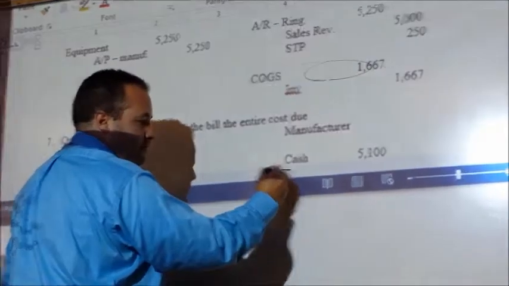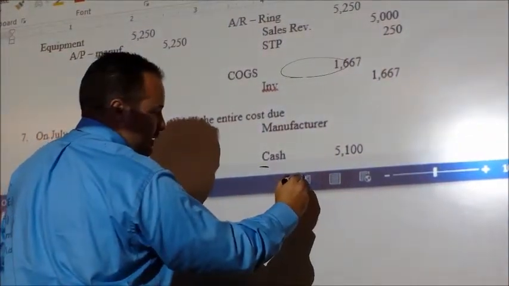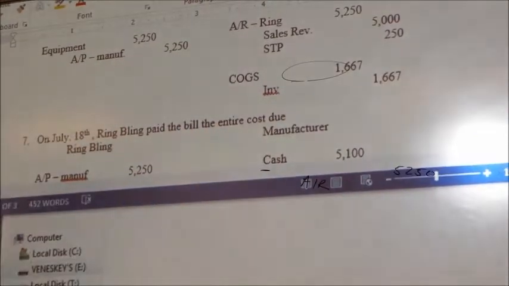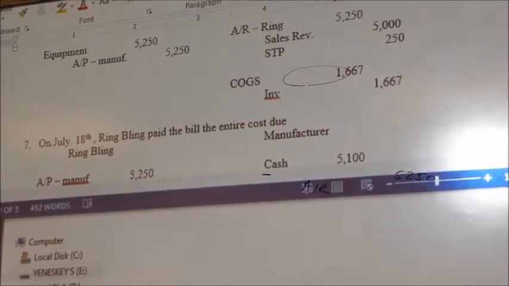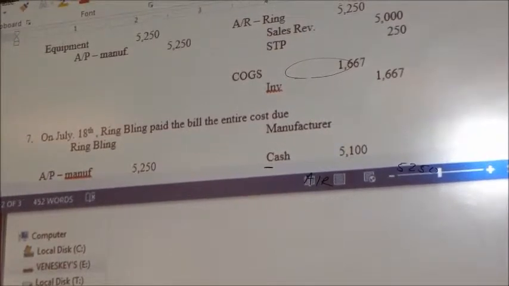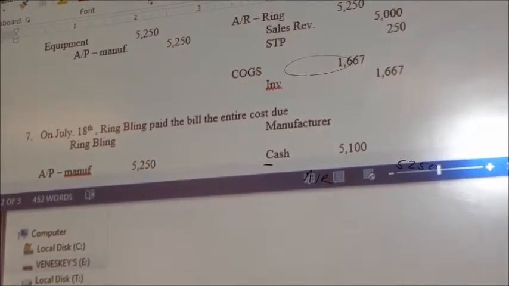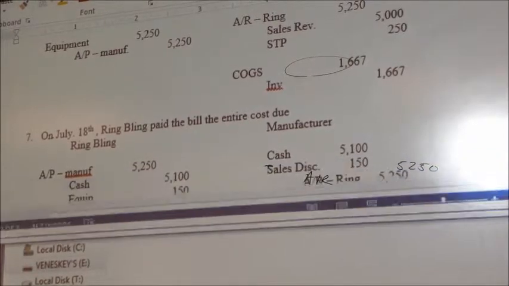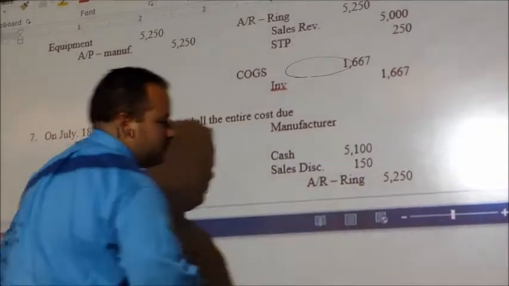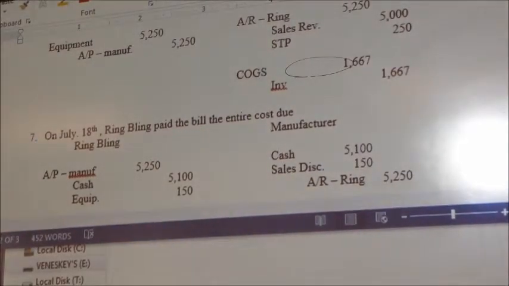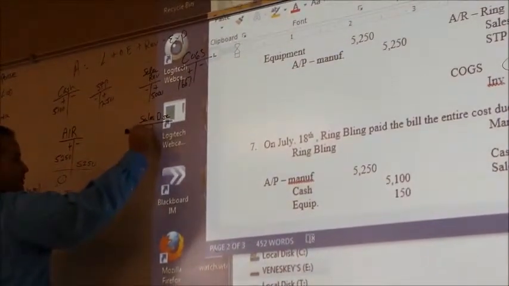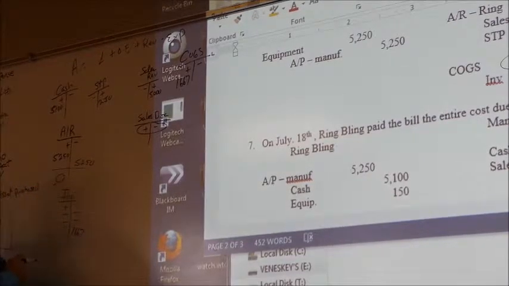So skip a line, and then we'll put in here the AR of $5,250. What's that last account then going to be to equal everything up? Sales discount? Sales discount. That's right. It's a contra revenue, so its plus and minus is the opposite.